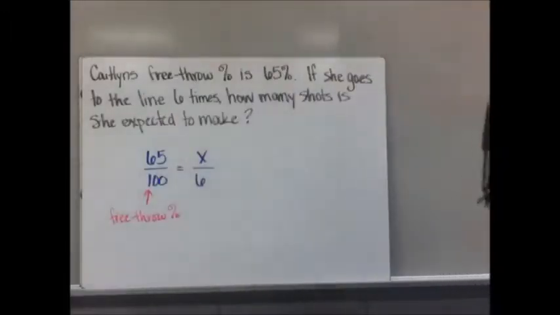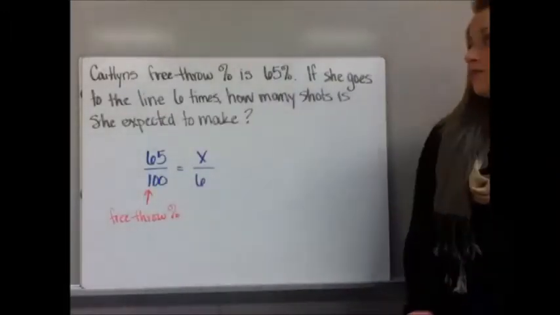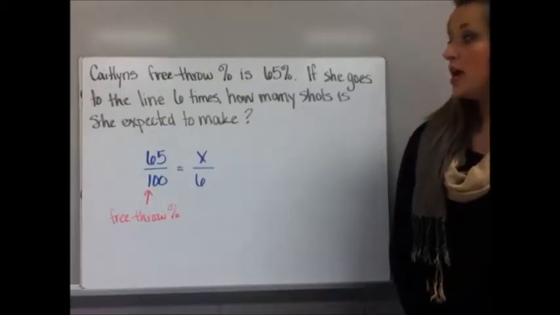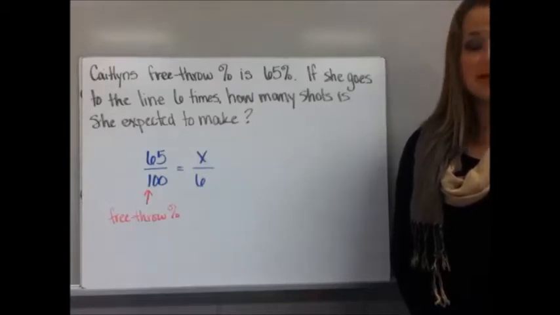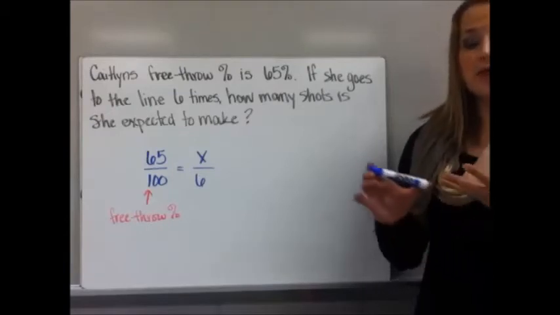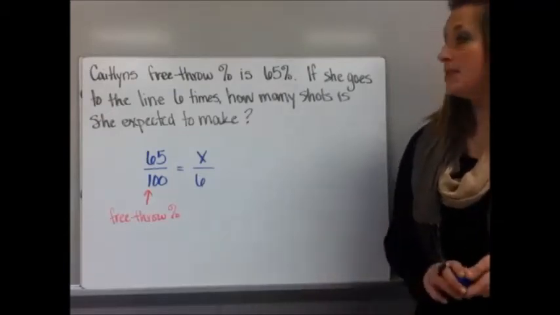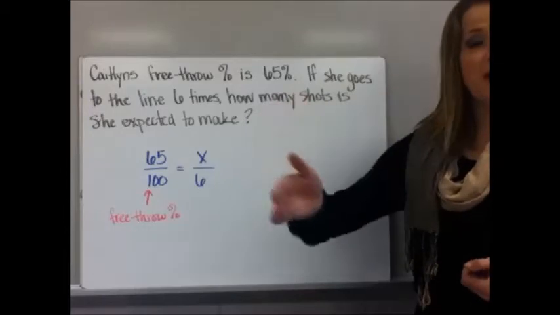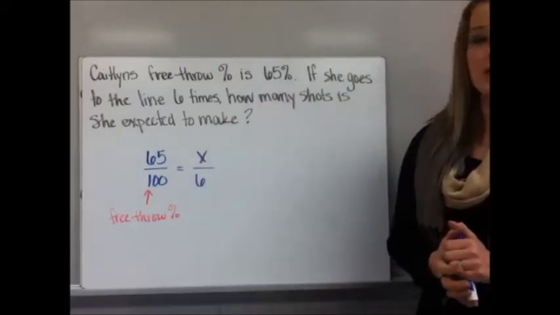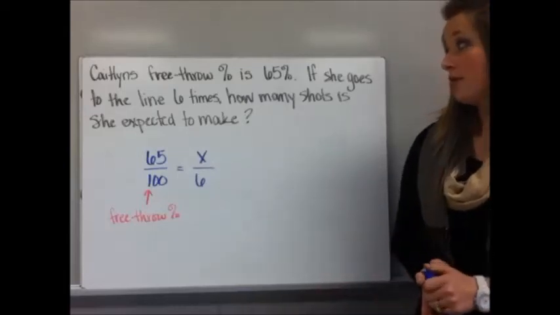Here's another way that you can use this. Caitlin's free throw percentage is 65%. If she goes to the line 6 times, how many shots is she expected to make? Coaches use this all the time. If they are at the end of the game and they're needing to foul to get the possession back, they will foul somebody, and they want to foul the person with the lower free throw percentage because they don't want the person to hit those free throws.